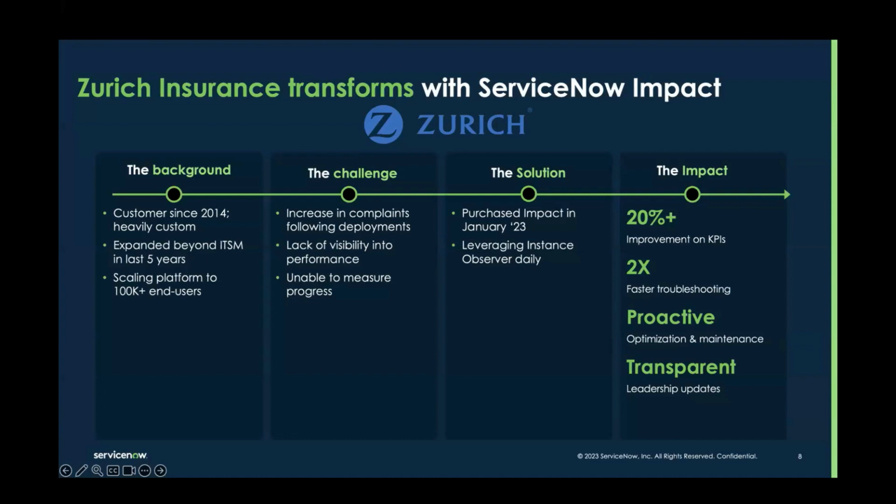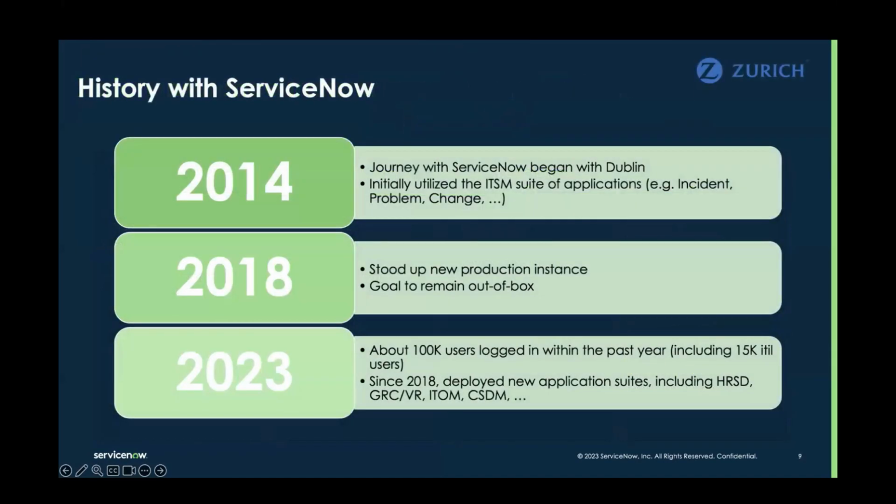The result, and the pun is intended, impact, is a 20% improvement on their performance KPIs, two times faster issue troubleshooting and resolution. They are able to become more proactive in their position towards optimization and maintenance on the platform, and have armed themselves with a much more transparent way to present their return on investment and their successes to their leadership teams. So with that, I want to flip it over.